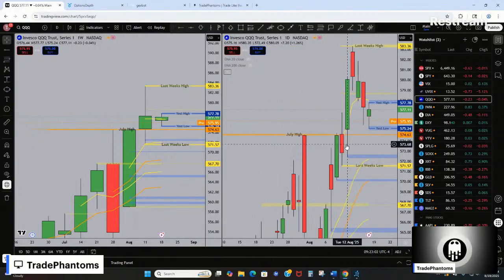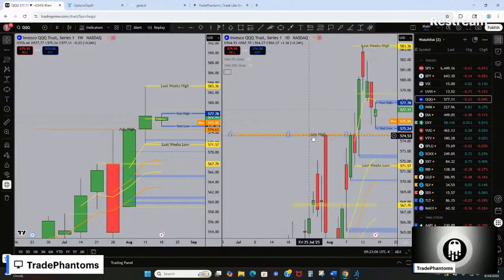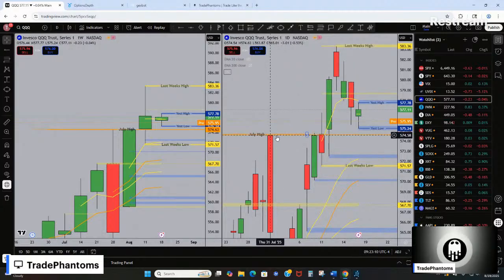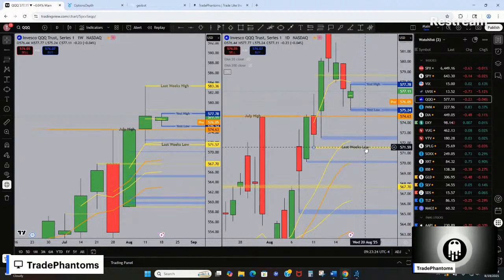Couple of levels, okay, the July all-time high right here. Okay, that was once the all-time high before that 3% correction that we had early August. Okay, that is a retest over here. That's 574. We also have this daily low down here on the QQQs. QQQ is the ETF of the Nasdaq here. Okay, we have the 572.50. Okay, we also have last week's low down in here too, 571.